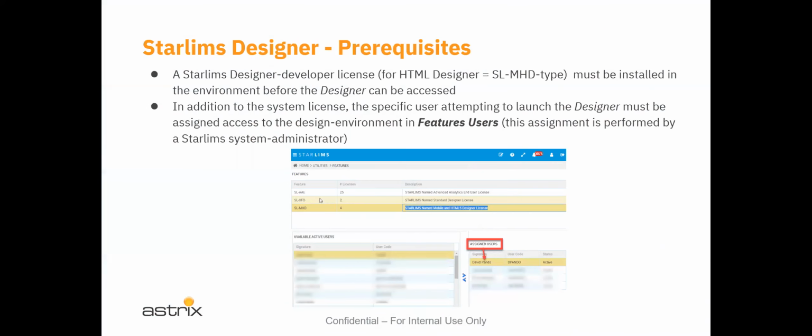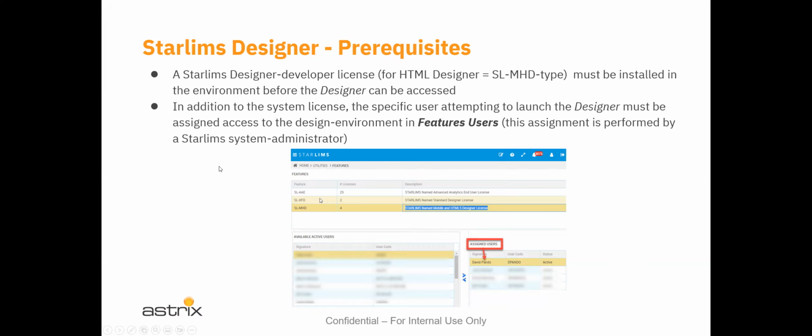Let's get started. So the first things first, I think I mentioned it before, a STARLIMS Designer Developer License. The MHD type license must be installed in the STARLIMS system. And we spoke about that yesterday with regard to accessing the instance URL with the register.aspx link. And that takes you to the registration page for the licensing, and it'll show you whether you've got an MHD type license installed and how many users are available for that.